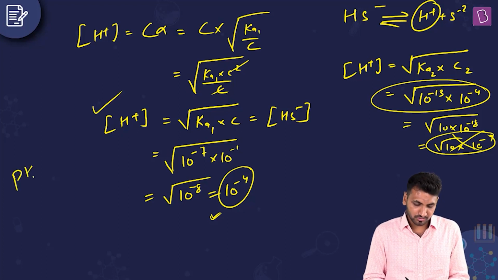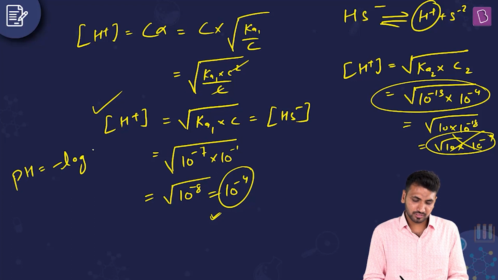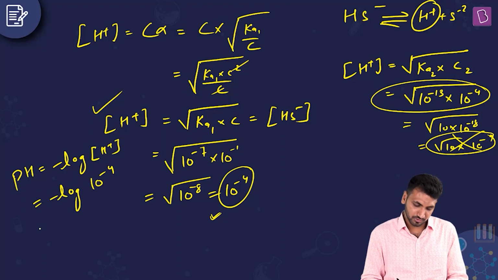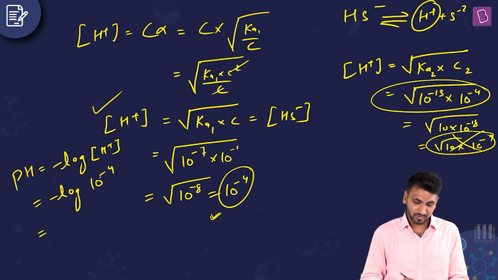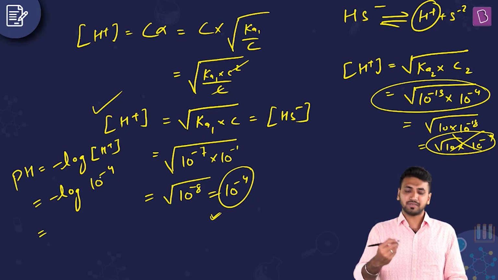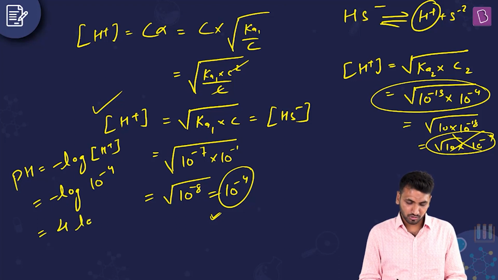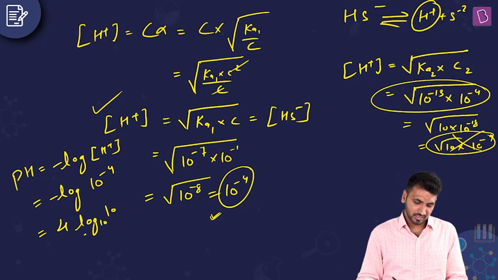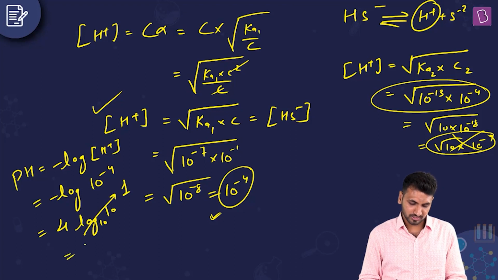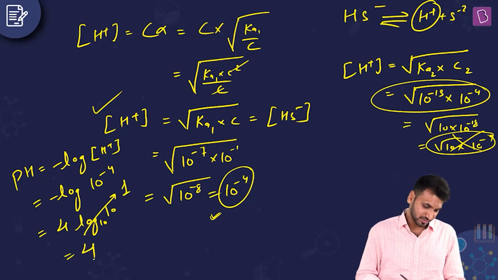Now pH is going to be nothing but minus log of H plus, right? So can I say minus log of 10 to the power minus 4? Very simple. 4 minus 4 will come here. Minus minus will be plus. 4 log 10 base 10. This is going to be 1. So answer is 4. Okay, this is your final answer.